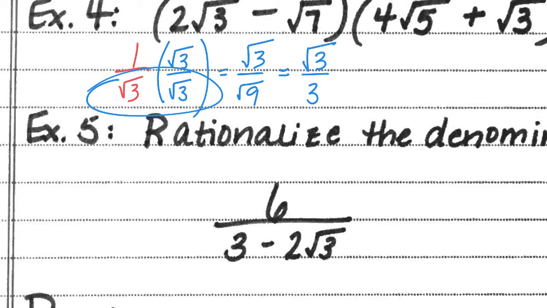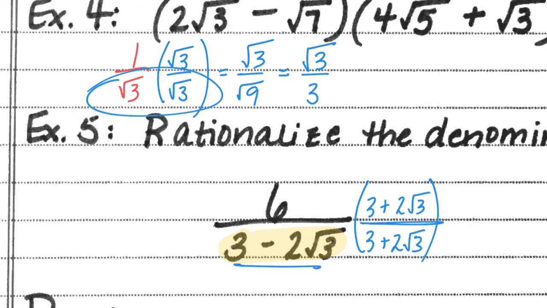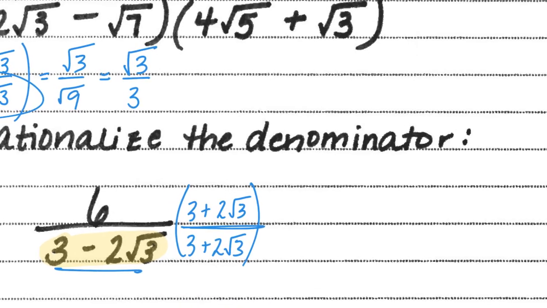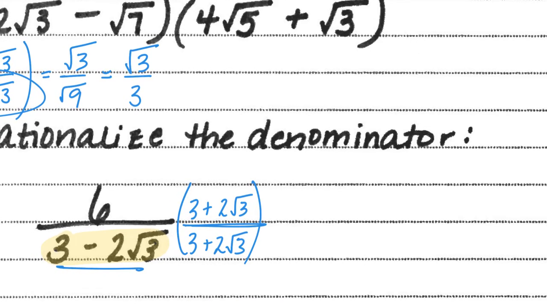So in order to deal with a binomial, we have 3 minus 2 root 3. We're just going to use the opposite sign. I'm going to write it as 3 plus 2 root 3, because when I have a plus and a minus, I know that they cancel out. And that's our whole goal, is we want to cancel out the radical. So let's see what happens here. On the top, I'm just going to distribute this 6, which makes it very nice. I get 18 plus 12 root 3.